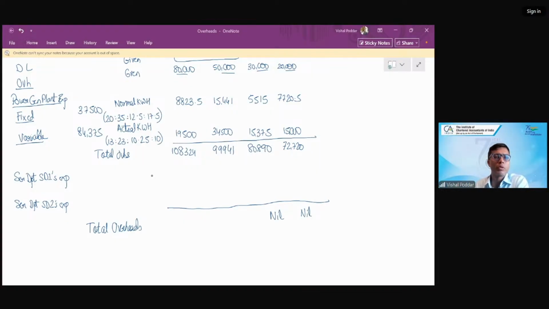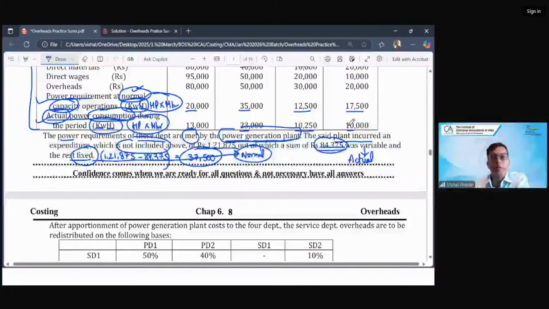Two seven two zero point five. 22720.5. Okay. Now, students, let us go to the next step in this, that is secondary distribution.